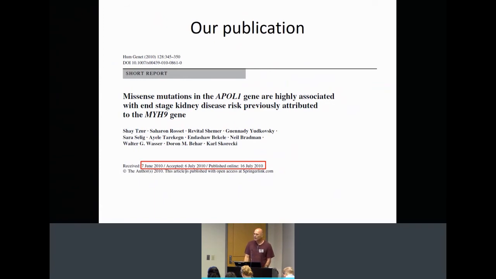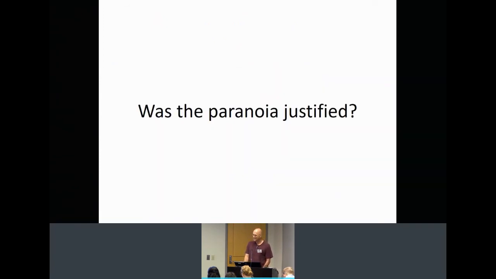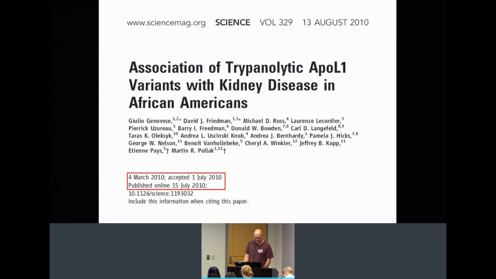And now the question is, were we really being chased? And the answer is yes. So our paper appeared online on 16 July. This paper appeared online on 15 July in Science. And it says, association of trypanolytic APOL1 variants with kidney disease in African Americans. And when we look in the author list, we find some nice surprises, such as our friends Winkler and Kopp and our other friend Barry Friedman. And we also see that this paper was originally submitted on 4 March 2010.